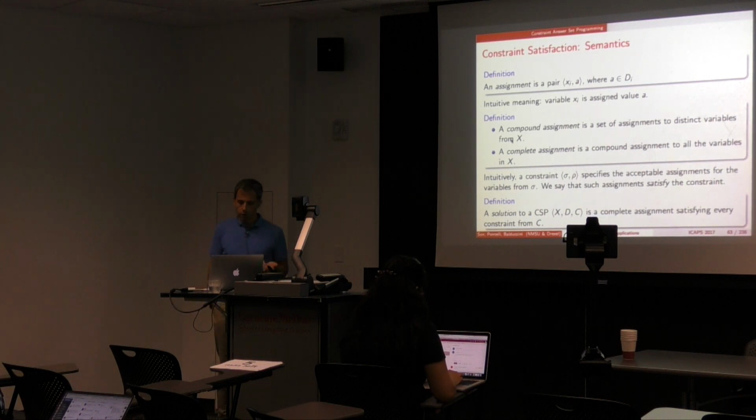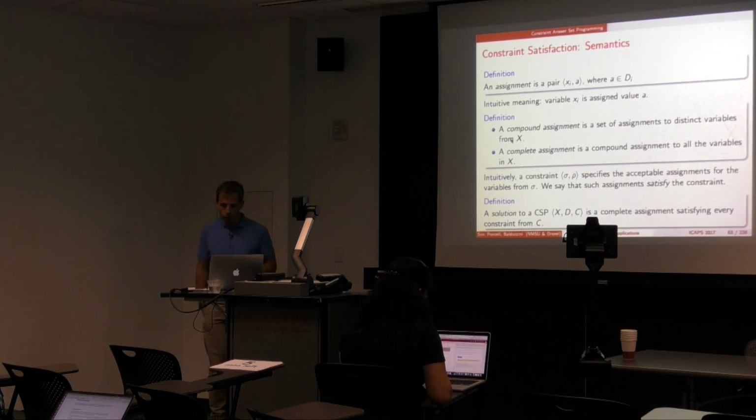But how do we solve it? Well, to see how we can solve it, first we have to worry about the semantics. So the semantics of a CSP, constraint satisfaction problem, is given by the notion of an assignment. So an assignment is a pair, x sub i, a, where x sub i is one of the variables from the CSP, and a is one element from the domain of that variable. Intuitively, an assignment says variable x sub i must have value a. That's the value that we have determined.